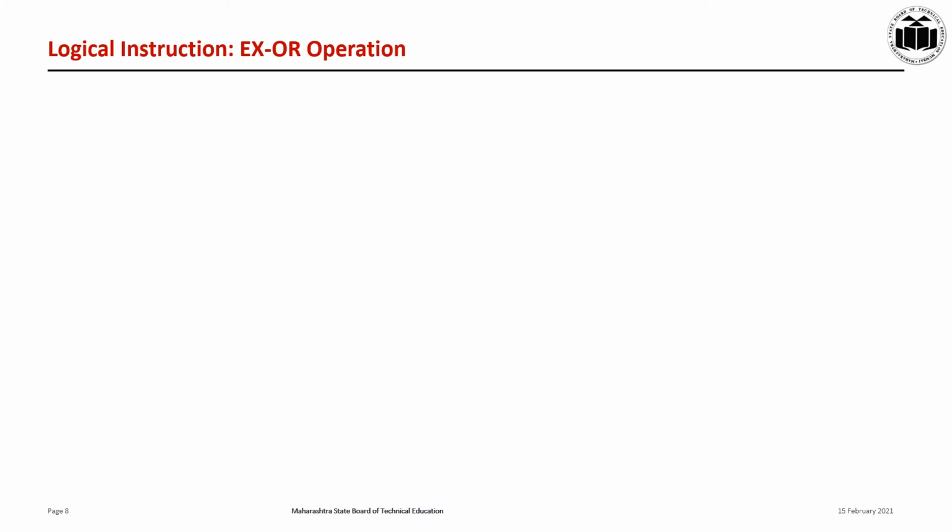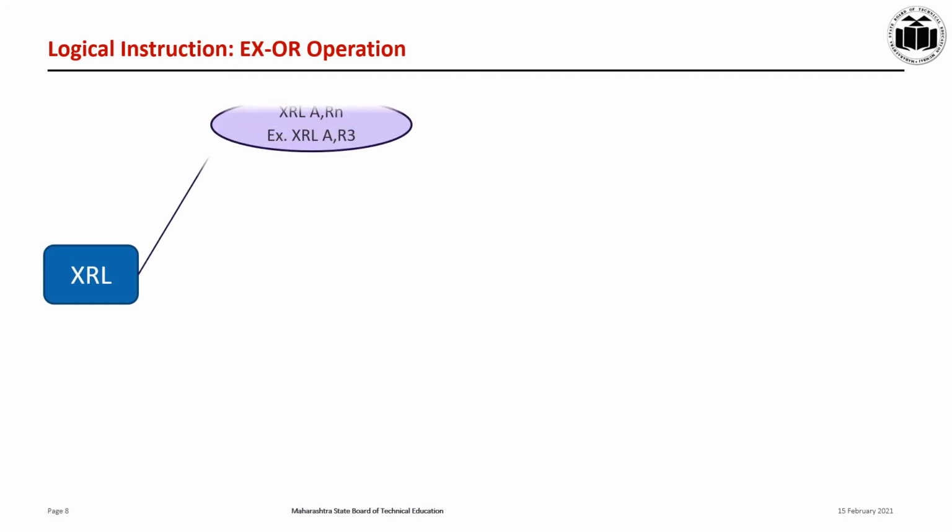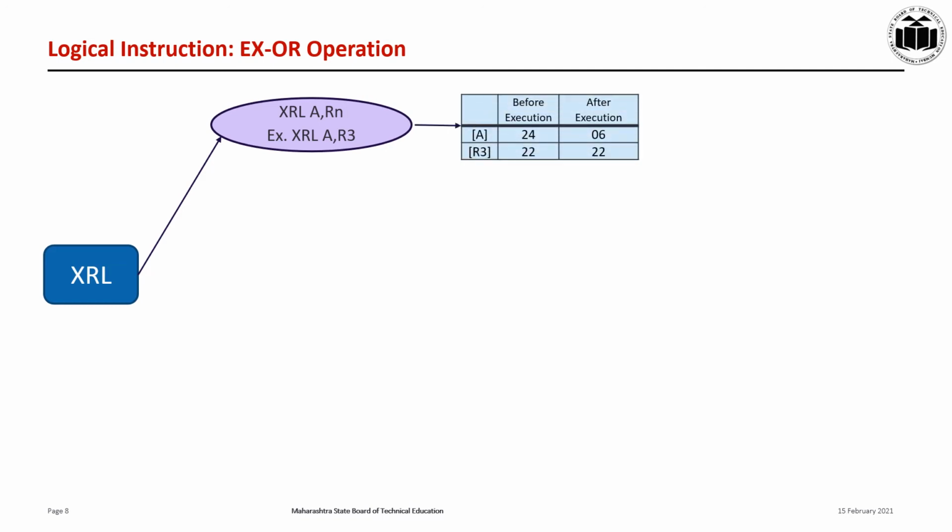Proceeding further, we have the XOR operation. This instruction will perform a logical XOR on the two operands and place the result in the destination. The mnemonic for the XOR operation is XRL. XRL A, Rn. This instruction is used to XOR the content of register Rn with the accumulator and store the result in the accumulator. If the accumulator contains 24H and register R3 contains 22H, then after the XOR operation the result is 06H, which will be stored in the accumulator.